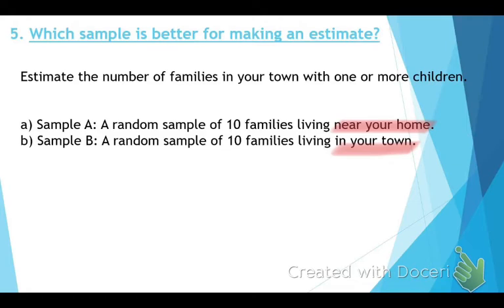B. Why would B be a better option than A? Because the people near your home might like the kids better. Okay? People living near your home, probably since I have kids, I want to be moving into a neighborhood that's kid-friendly. So those people obviously are probably going to have more children than maybe someone else who lives in a different community without children. So in order for it to be unbiased or not favor a certain group of people, you have to make sure to go to 10 different families around the town instead of just near your home.